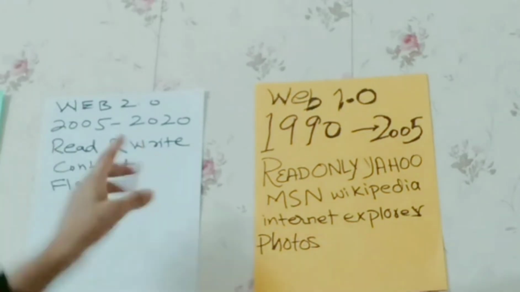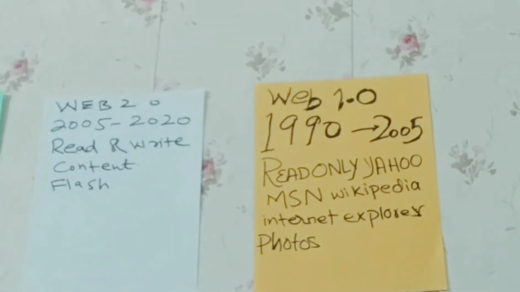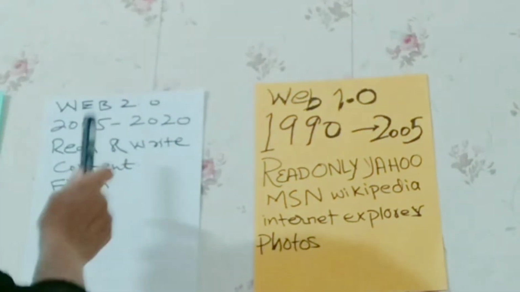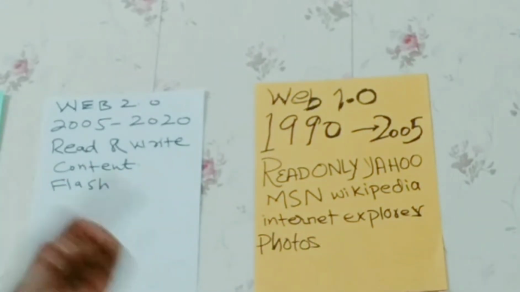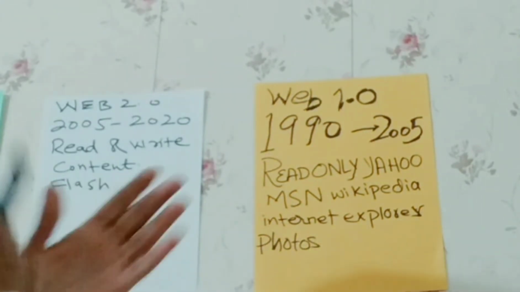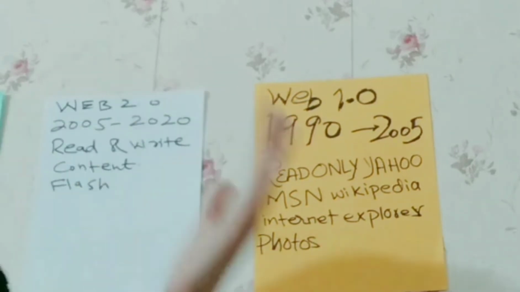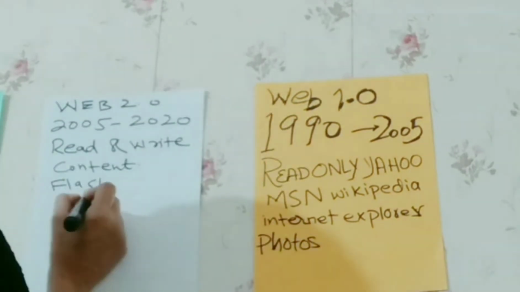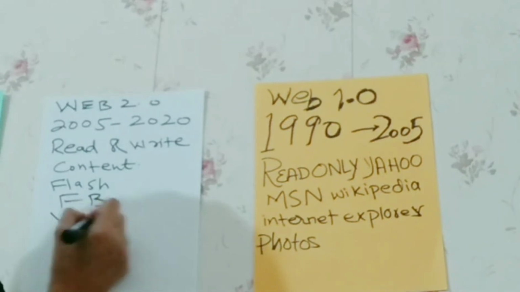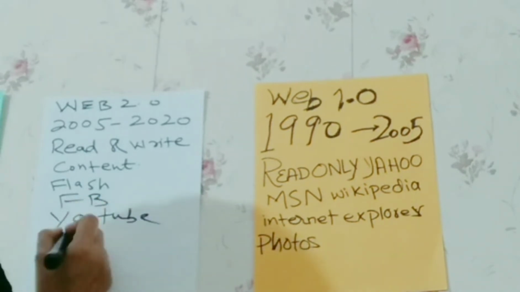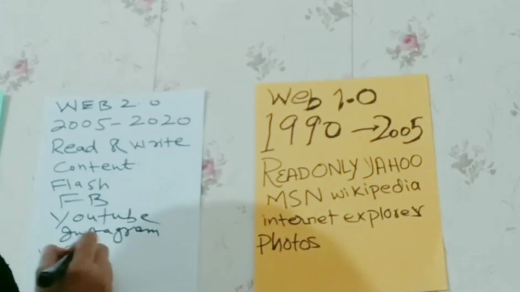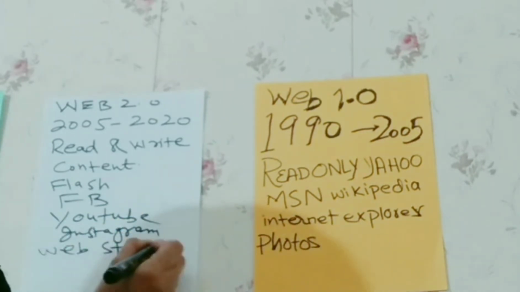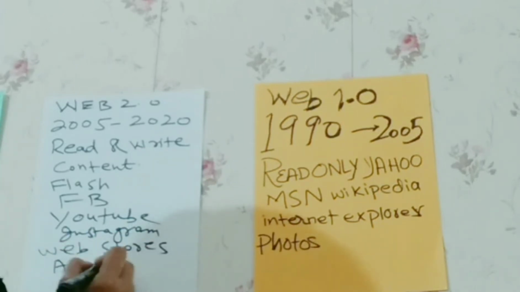Okay, in Web 2.0, we moved from the read era to the write era as well, because now we were able to read and write content. We were content creators. Interactivity started with the start of Flash and then so many other technologies. Videos started with YouTube. Interactive social media started with Facebook and then Insta, etc. Web stores started, online shopping started with Amazon, eBay and all other stores.